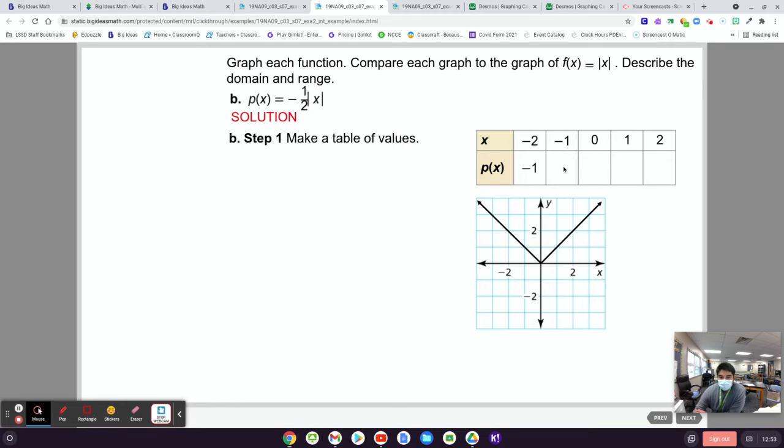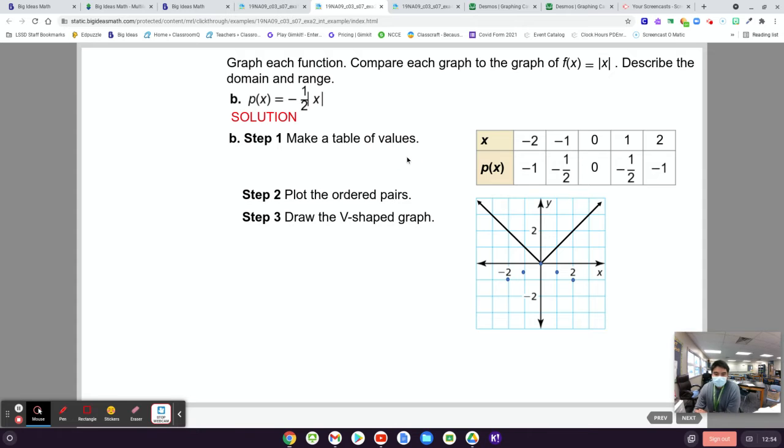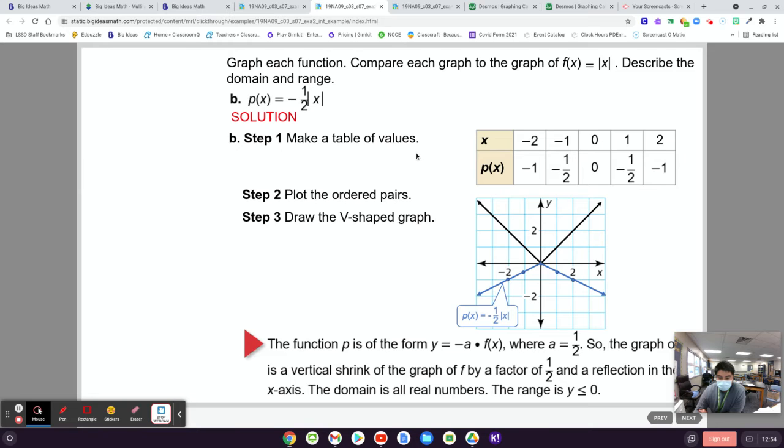P of -1 is -1/2, because the absolute value of -1 is 1. 1 times -1/2 is -1/2. P of 0 is 0, because absolute value of 0 is 0. 0 times -1/2 is 0. P of 1 is -1/2, and P of 2 is -1. So you go ahead and plot these points onto the coordinate grid. You connect the dots, and that is your graph.